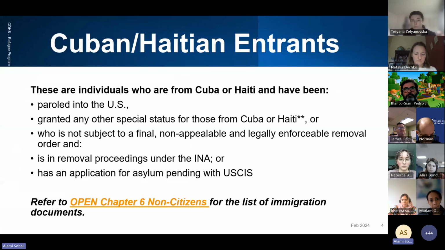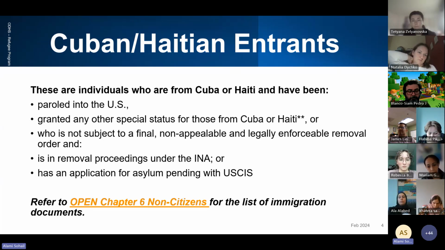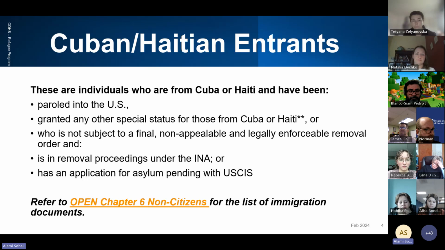Next immigration category is Cuban Haitian entrants. So this is a very complicated one because Cuban Haitian entrants could arrive here through different means, and they're granted different statuses when they come to the US. So it's a little bit tricky. There's a long list of documents that they can present, but we have broken it down into generally what you would see.